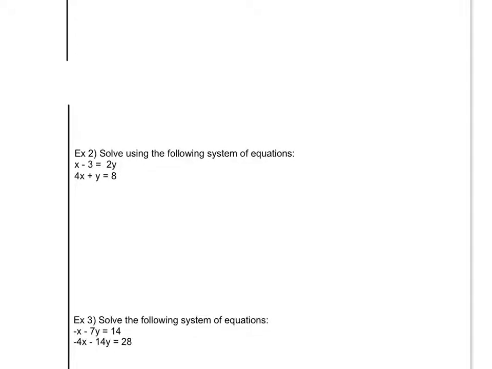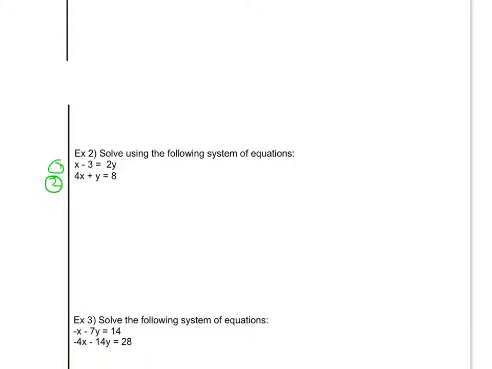Okay, so here's example 2. First thing I need to do is decide how I am going to solve this. Again, I'm probably not going to graph unless I'm told explicitly to graph, because in case I have fractions or decimals in my answers. So I look at this and I want to get one of the variables by itself. So I have equation 1 and equation 2.